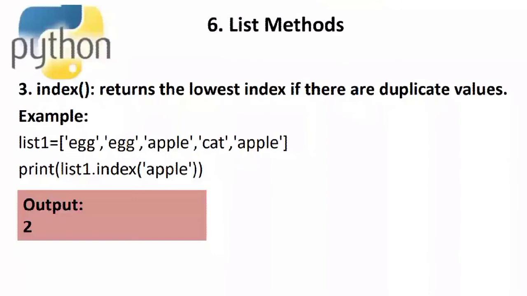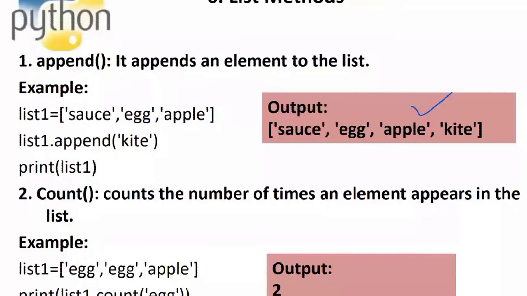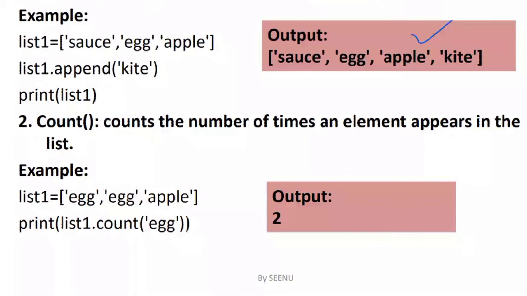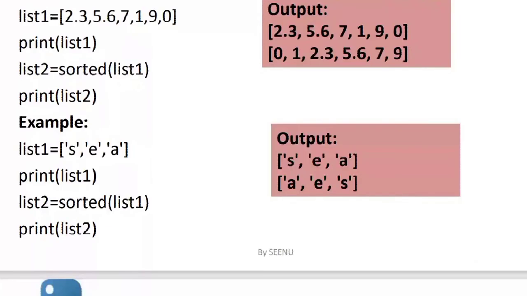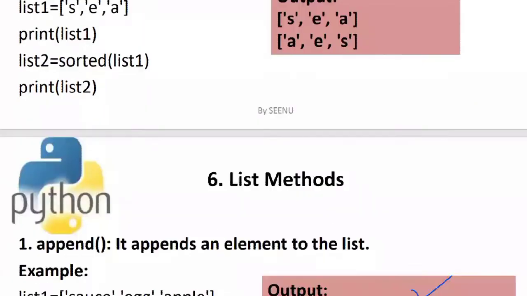Then count, okay? Count is nothing but it counts the specified value, how many times it is present in your list. What it does is, if we give a name, it tells us how many times that name is in the list. So we have to check this count, this append, and this sorted. I'll show these example codes.